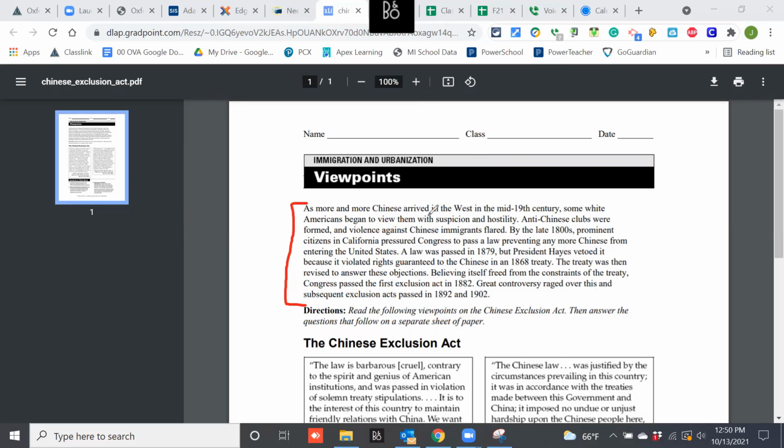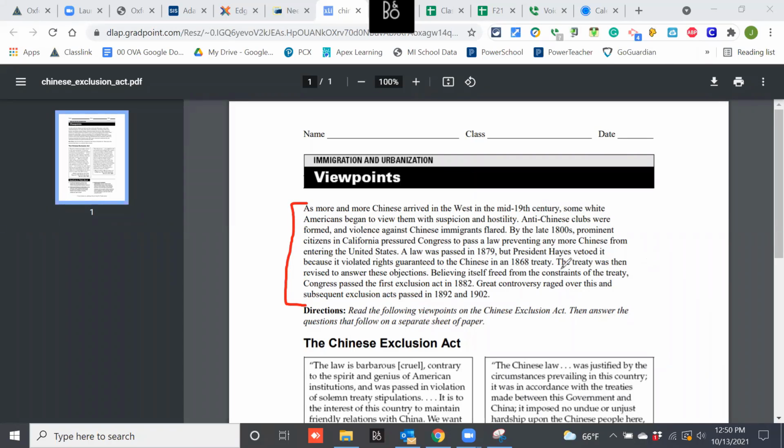As more and more Chinese arrived in the West in the mid-19th century, some white Americans began to view them with suspicion and hostility. Anti-Chinese clubs were formed and violence against Chinese immigrants flared. By the late 1800s, prominent citizens in California pressured Congress to pass a law preventing any more Chinese from entering the United States. A law was passed in 1879, but President Hayes vetoed it because it violated rights guaranteed to the Chinese in an 1868 treaty.